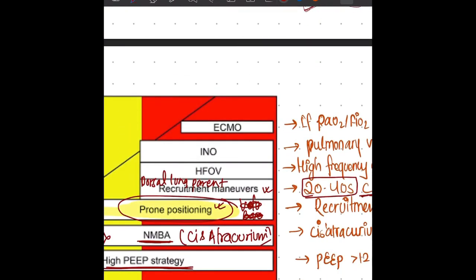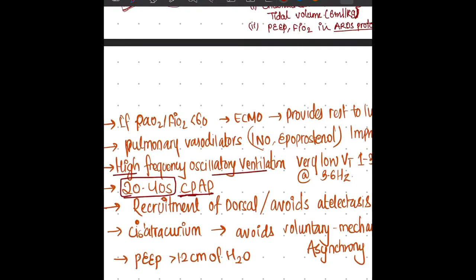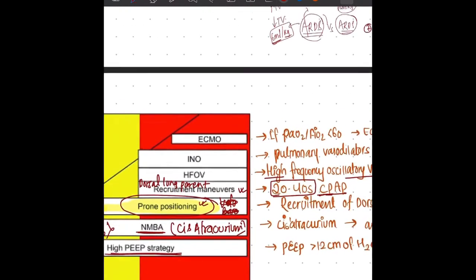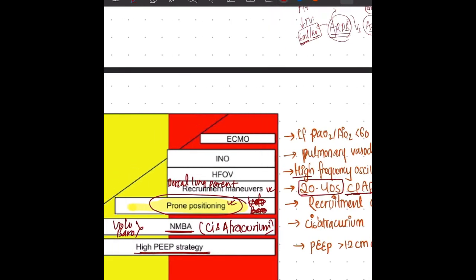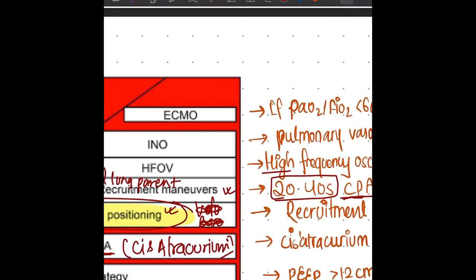And even if that does not work, you can use something called high frequency oscillatory ventilation. In high frequency oscillatory ventilation, what is happening is that tidal volume is further decreased from 6 to 1 to 3 ml per kg. This decreasing tidal volume further decreases the shear stress on the lining of the alveoli, and this decreases the damage to the alveoli, and hence may inhibit or stop the pathogenesis of ARDS.